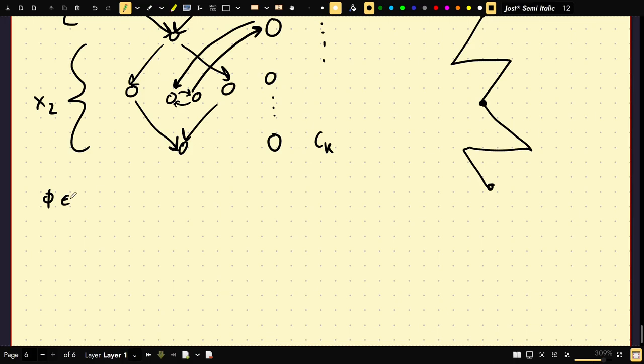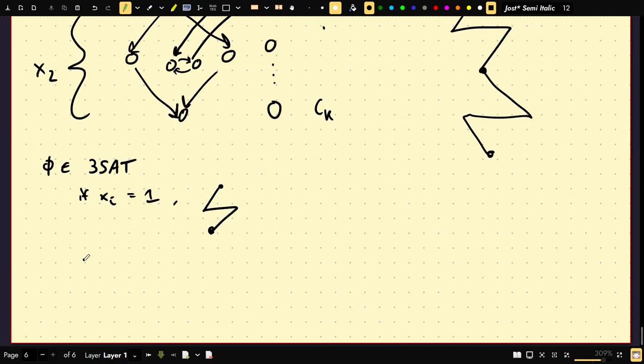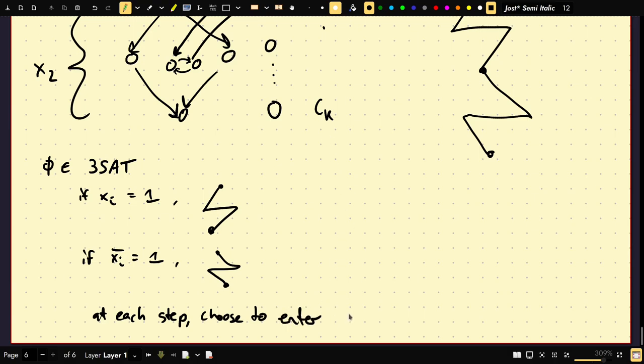So consider that phi is in 3-SAT, so it is satisfiable. Then if XI is true, you're going to make its path go this way. If XI complement is true, you're going to make its path go the opposite way. And then at each step, choose to enter the clause states, CL. So that's our Hamiltonian path.